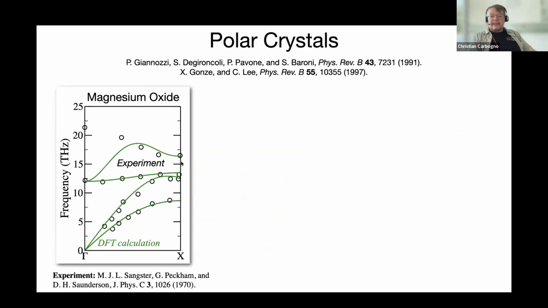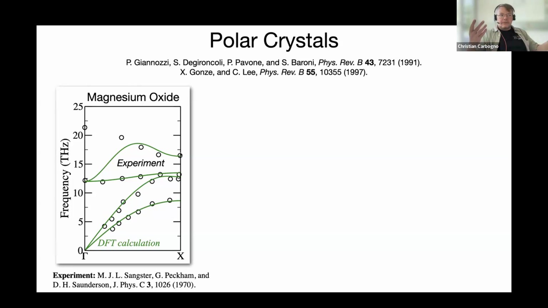In magnesium oxide, which is an ionic crystal, you already see that there is one optical mode that is close to the acoustic one, but the other one is much higher in energy. This comes from the fact that magnesium and oxygen are different atoms, so they are much more closely bound to each other, and the bonding is stronger.